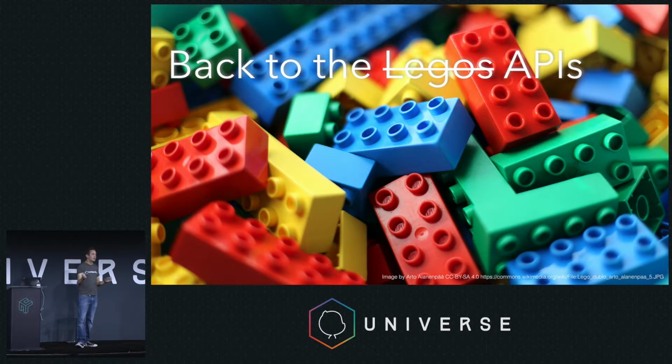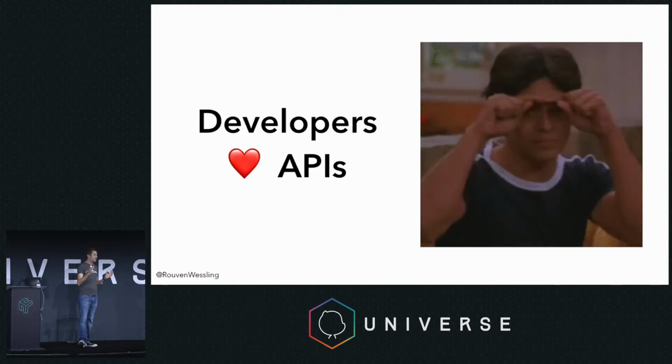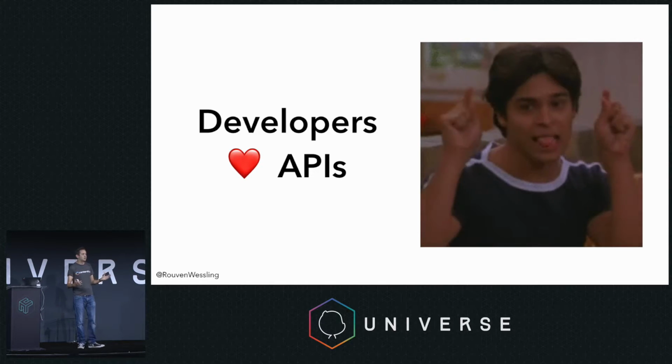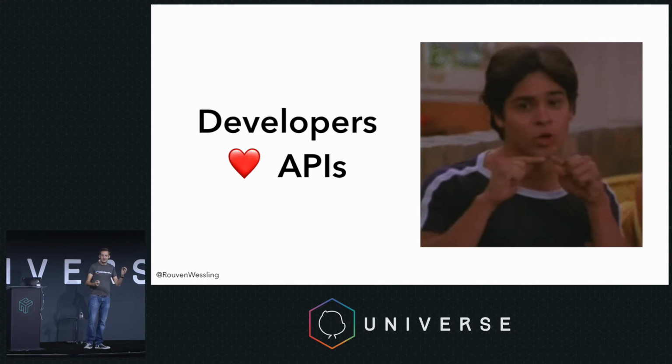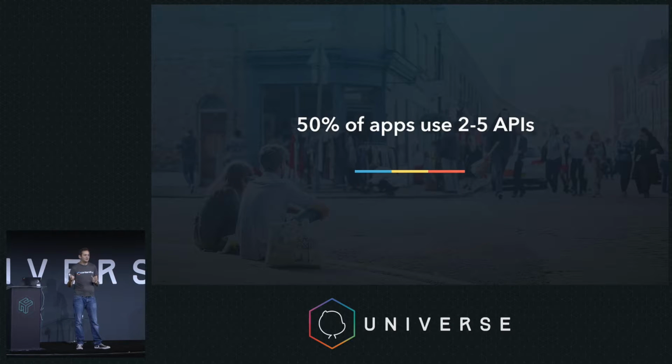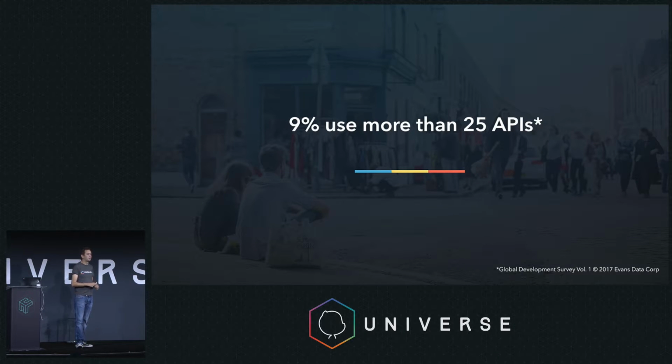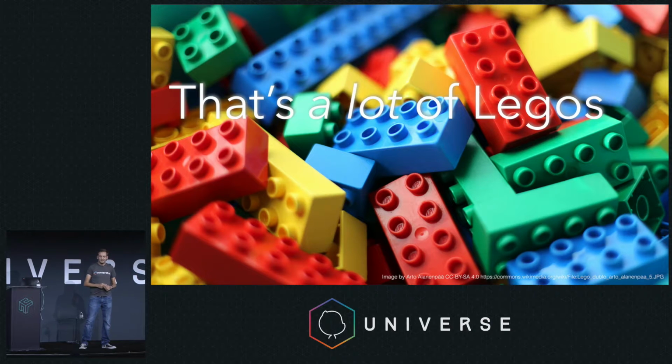Now, let's get back to talking about our little Legos. We mentioned before, developers love APIs. Well, how much do developers love APIs? That's the question. The answer is a lot. Of apps built today, 50% have 2 to 5 APIs in use. 9% use more than 25 APIs in one app. And I didn't make this up, I have a source on this data. That's a lot of Legos. And anybody who's a parent here has probably stepped on some Legos before and knows it's really painful when they're not in the right place.